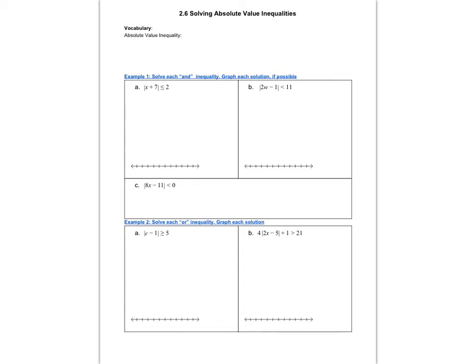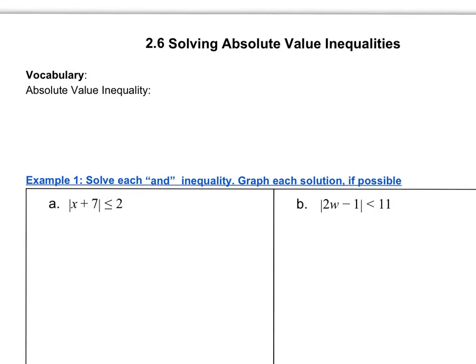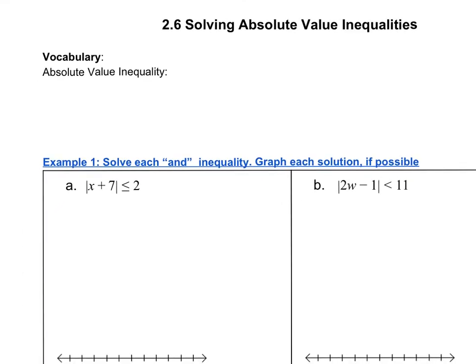So 2.6 is solving absolute value inequalities. You're going to see some similarities here from solving absolute value equations back in chapter 1 and solving compound inequalities, which is what we just did in 2.5. So an absolute value inequality here in the vocab is basically an inequality that contains an absolute value.